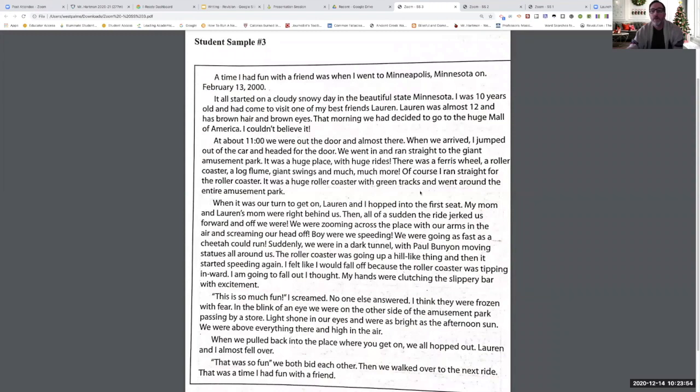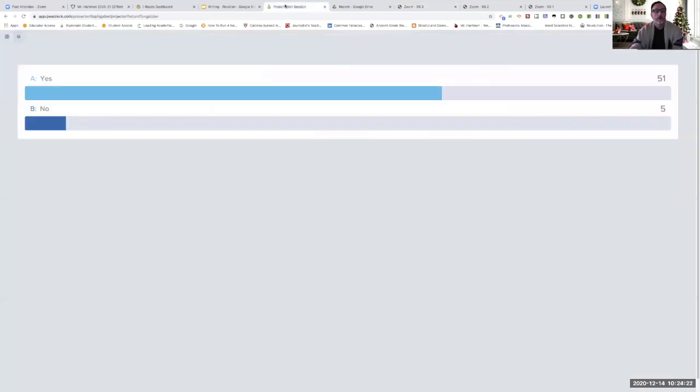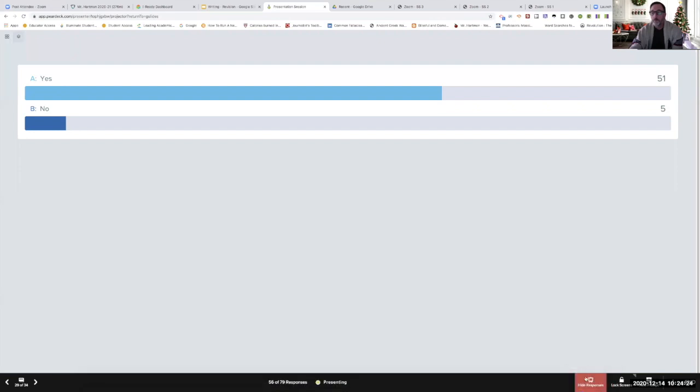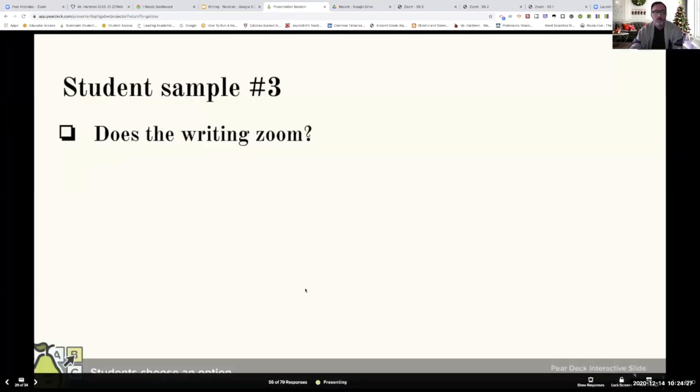So it talks about getting there and how there are all these different rides. But of course, I ran straight for the roller coaster. It was a huge roller coaster with green tracks and went around the entire amusement park. When it was our turn to get on, and then the rest of the essay is about that particular roller coaster. So focused on one event that occurs in a specific location. In this particular instance, the Mall of America. Never been. I heard it's pretty cool. So if you've been, that's pretty cool.